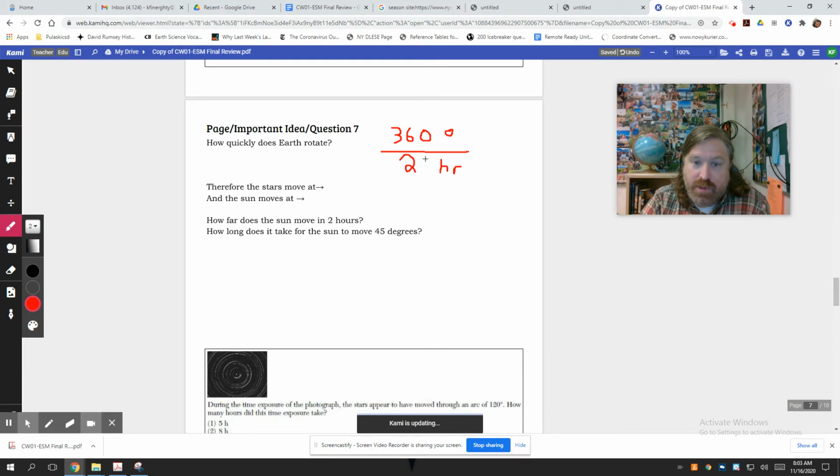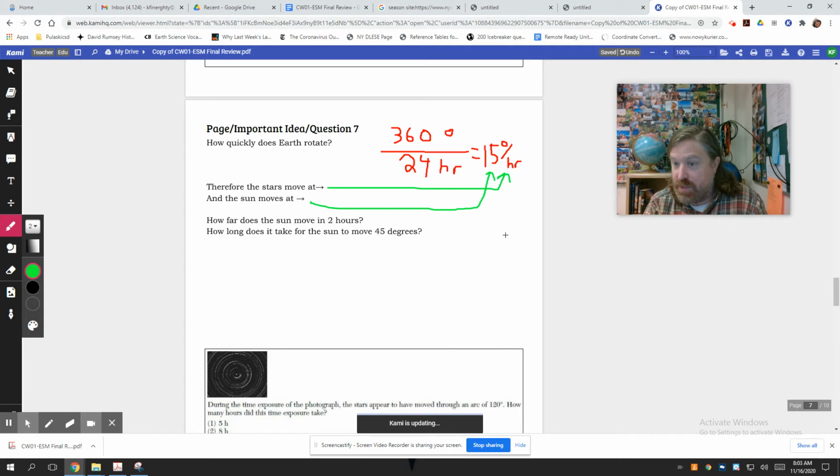We all knew both of these things. You knew that a day is 24 hours long. So you hit some calculator buttons and it's going to tell you that the Earth is rotating at 15 degrees per hour. Therefore, the stars, I'll be lazy here and just draw arrows, move at 15 degrees per hour. And the sun moves at 15 degrees per hour. All of that stuff happens because of our spin.